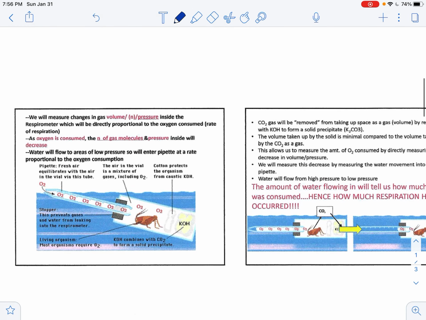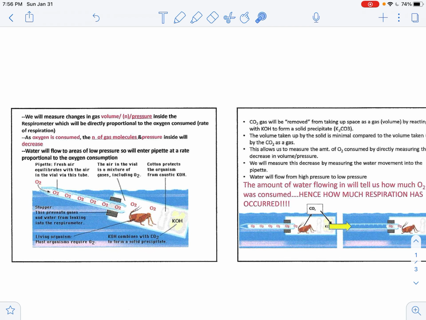Now we're going to use a setup we call a respirometer. And it's all written here for you, but just listen and I'm going to talk about it. It's basically a glass vial with a stopper, and you put your organism in there and it respires, and it's going to use up oxygen. And as it uses up oxygen, that's going to lower the pressure in there. It creates like a vacuum. I'm going to explain all this.